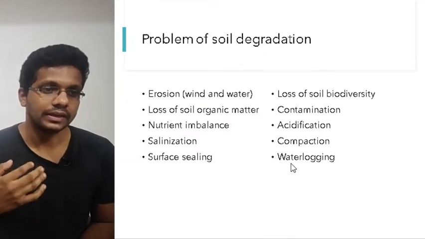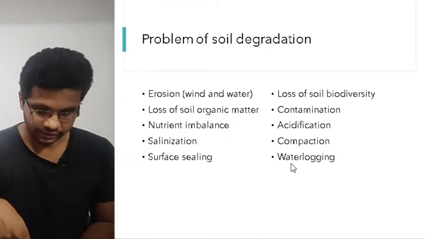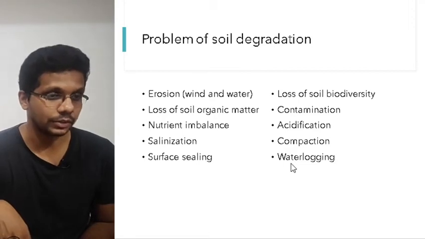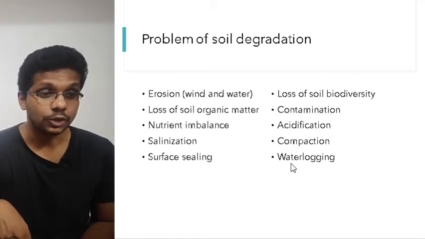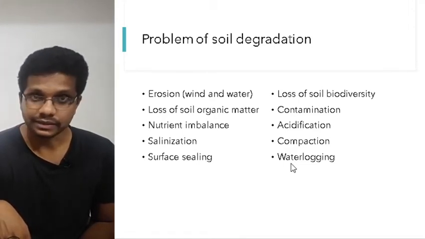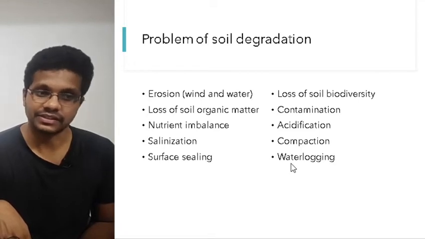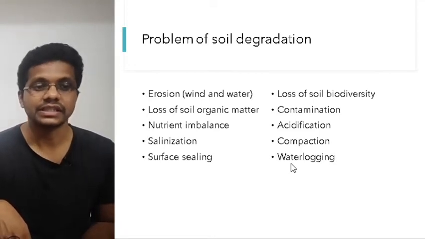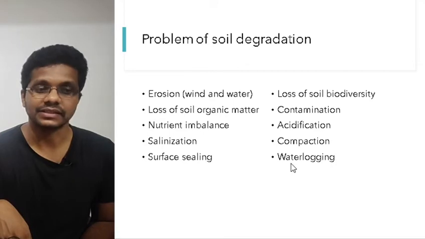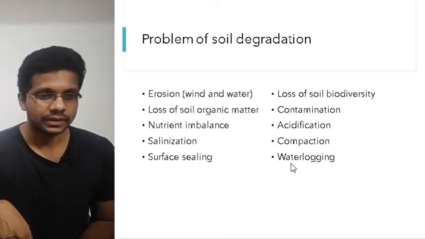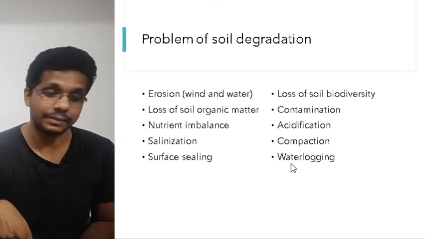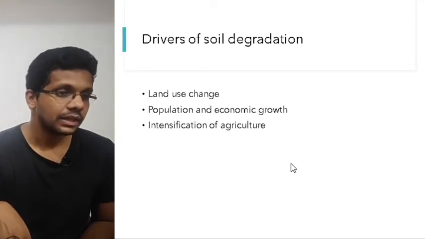So what are the problems related to soil degradation? In a degraded soil, soil degradation occurs due to erosion, loss of soil organic matter, nutrient imbalance, salination, surface sealing, loss of soil biodiversity, contamination, acidification, compaction, and water logging. And we'll be examining each of these factors in detail.